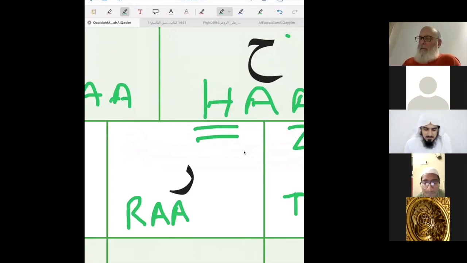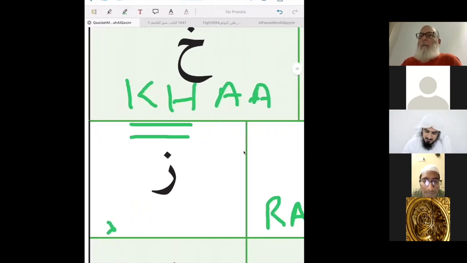One more time. When we say read, then everybody must read 3 times, inshallah. Ra. Ra. Okay, this one, the name of this letter is Zaay.